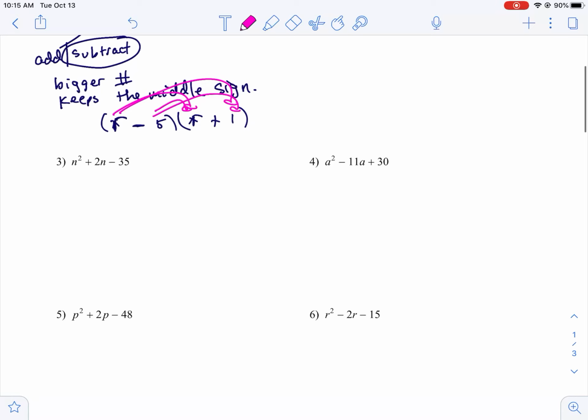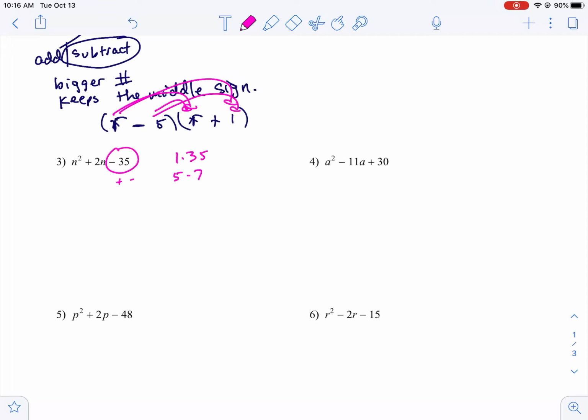All right, let's do this one here. All right, n squared plus 2n minus 35, number 3, okay? So 35 is negative, so 1 is plus and 1 is minus. All right, so we're going to subtract. All right, so 1 times 35, 2 doesn't work, 3 doesn't work. How do I know that it doesn't work, right? So 35 divided by 2 is a decimal. 35 divided by 3 is a decimal. 35 divided by 4 is a decimal. 35 divided by 5 is 7. So 5 times 7, 6 doesn't work. 35 divided by 6 doesn't work. 35 divided by 7 does work, 7 times 5.